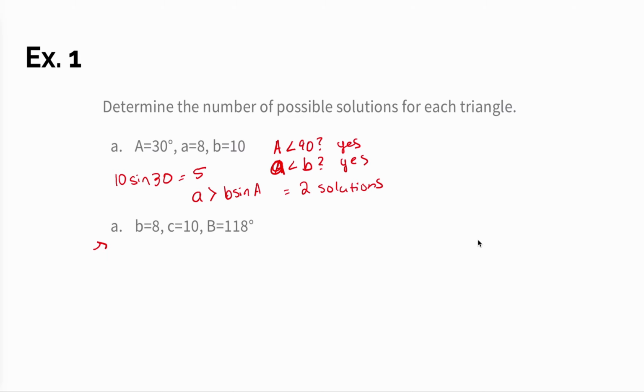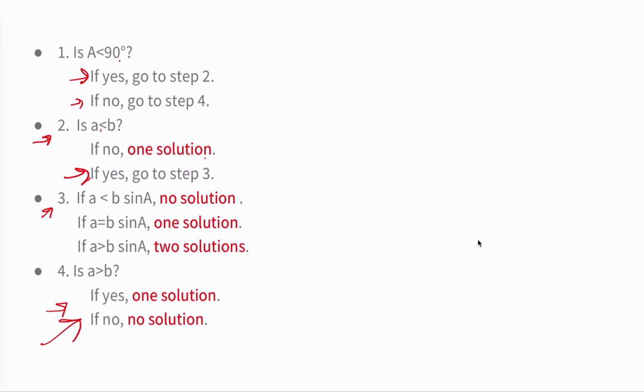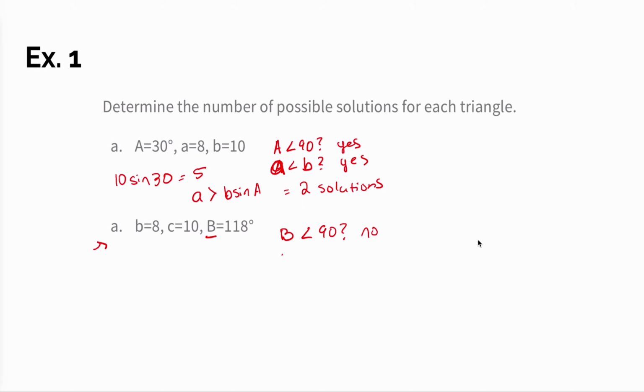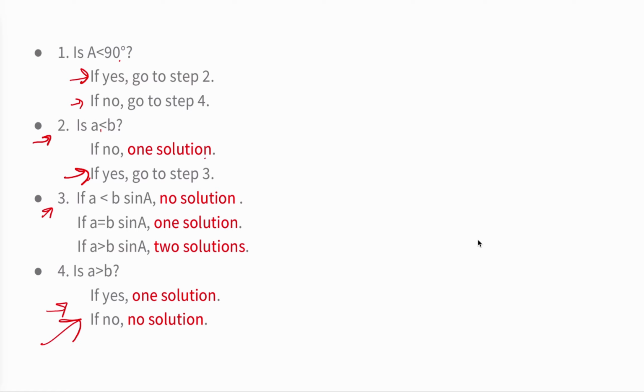For example, number 2, our angle B, is it less than 90 degrees? No. So we skip down to number 4 here. Is the opposite side greater than or equal to the other side? No, that's no solution. So, follow the chart.